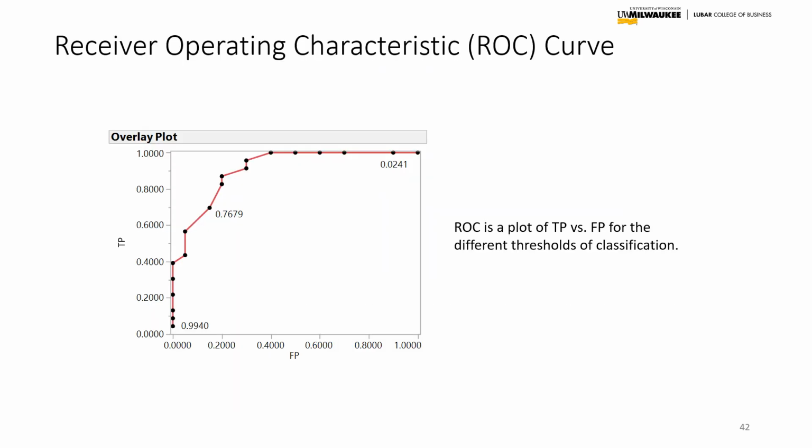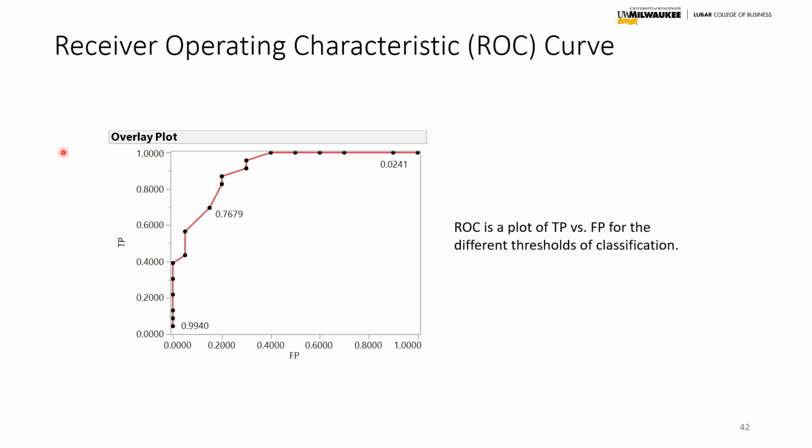Let's now plot true positive rate versus false positive rate. The plot formed is called a receiver operating characteristic curve, or ROC curve for short. It provides us with an overall perspective of how well the model is for classification. For each threshold, and I've labeled a few along the way, we're plotting true positive rate versus false positive rate.